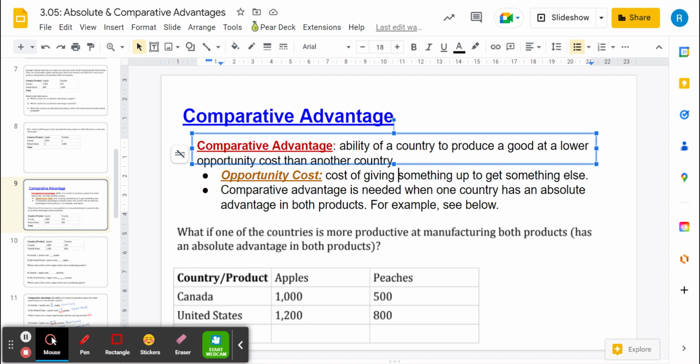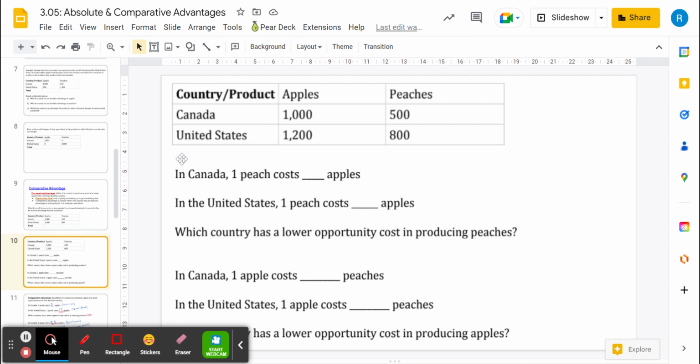Comparative advantage is needed when one country has an absolute advantage in both. So I'm going to show you how to calculate this opportunity cost. Again, we have the same table as the last slide, and notice the US has an absolute advantage in both apples and peaches. So we need to use comparative advantage, which we calculate using opportunity cost, to figure out which of the two products Canada should specialize in and which one America should specialize in. So how do we figure that out? Let's look at opportunity cost.